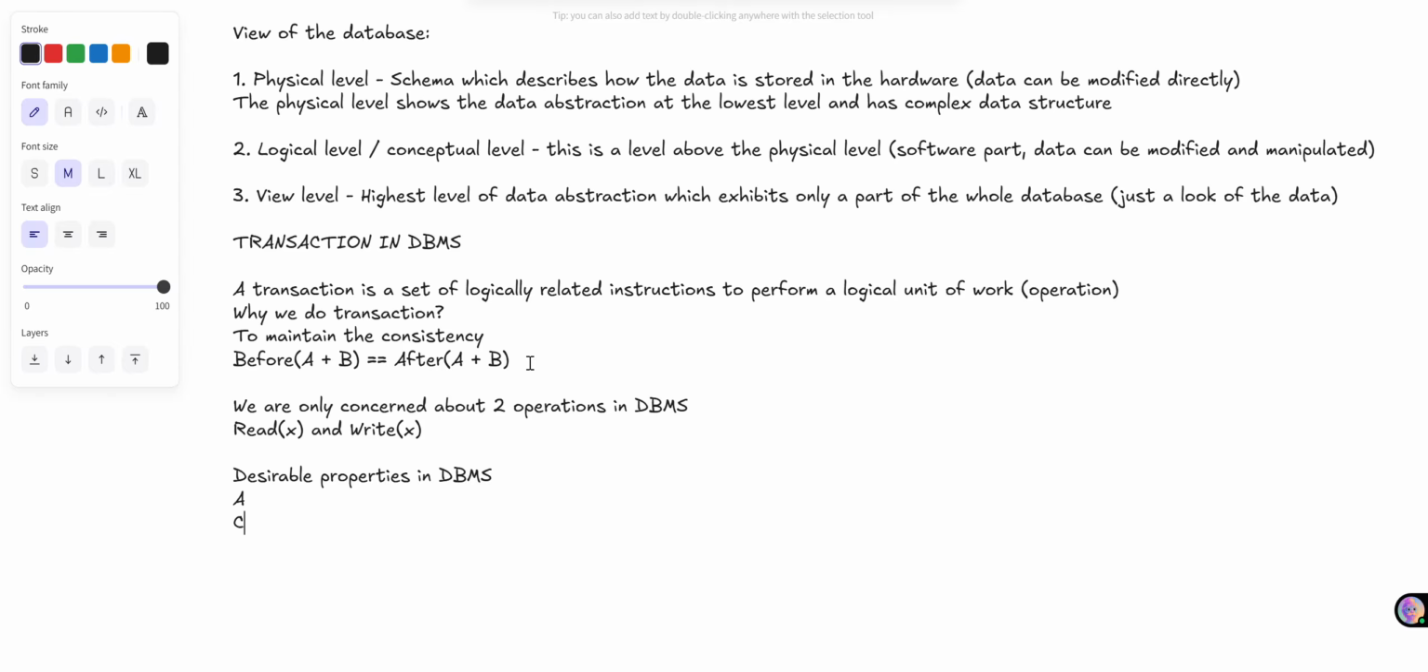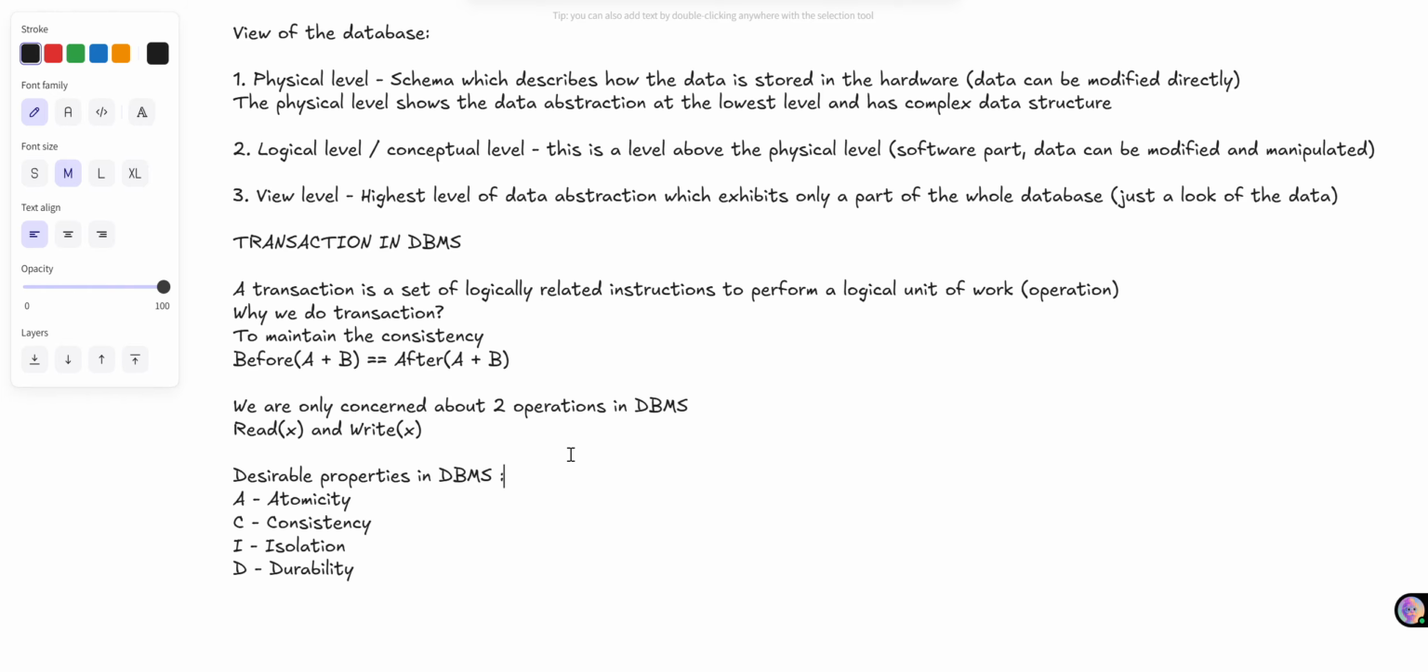What are these? These are also called ACID properties. What are these? Atomicity, consistency, isolation, durability. So with atomicity, consistency and durability, isolation automatically comes. Isolation is not a separate property. If your system satisfies atomicity, consistency and durability, then the system automatically satisfies isolation.